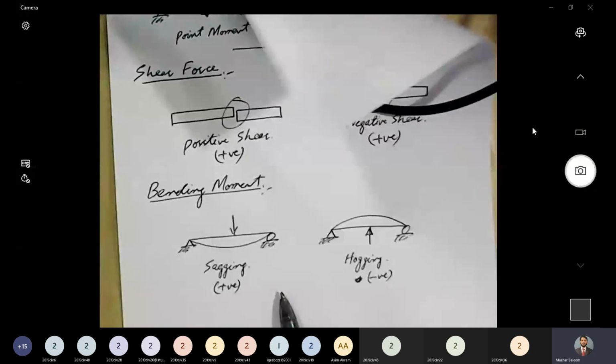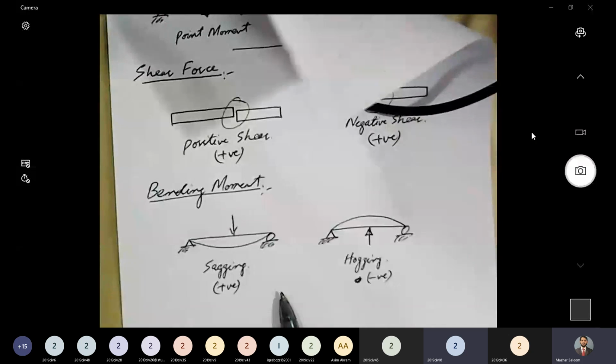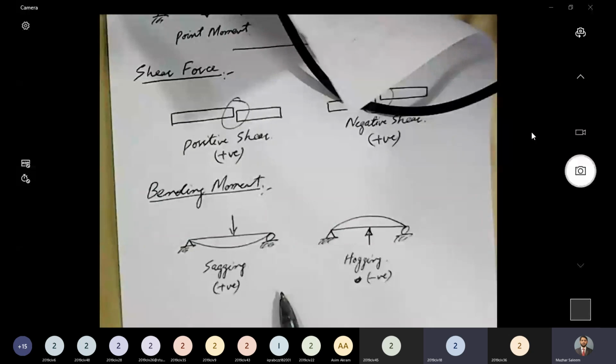Okay, Akmal, please go ahead. Sir, my question is related to the type of loads. As you said, UDL and UVL can also be converted into a single point load, but then why do we have different shear force diagrams and bending moment diagrams for UDL, UVL and single point load?